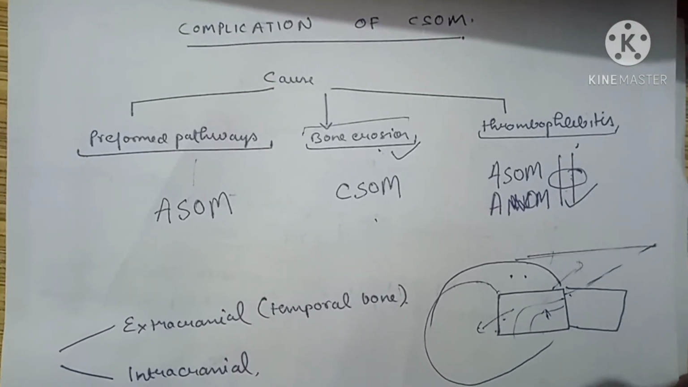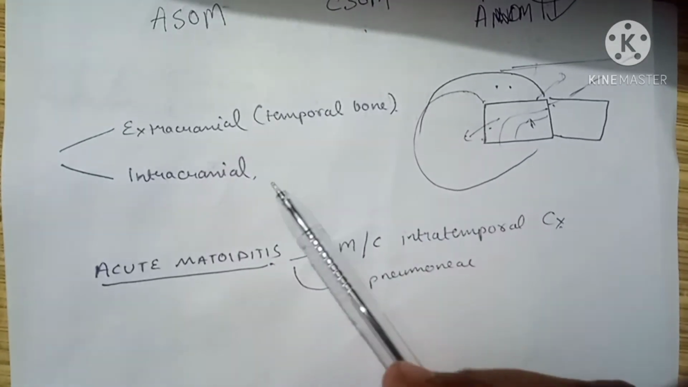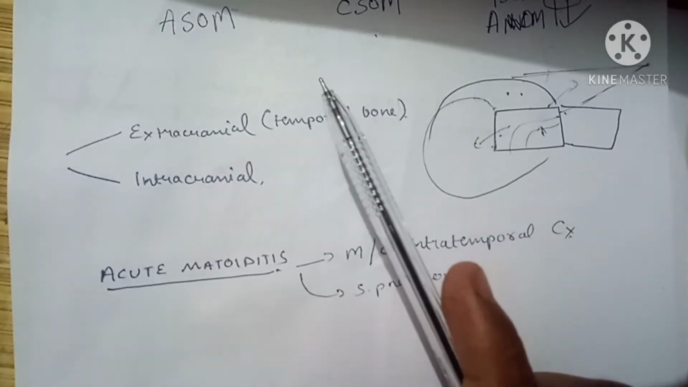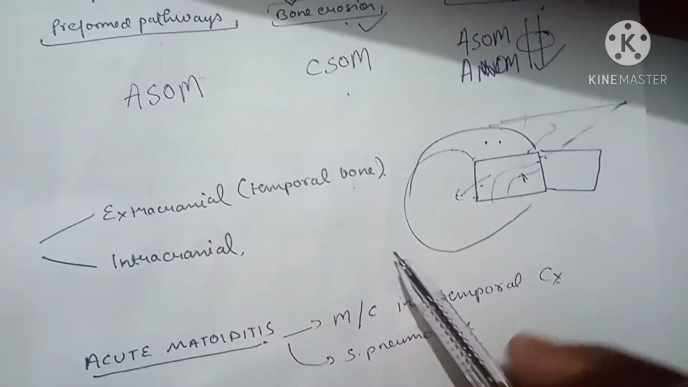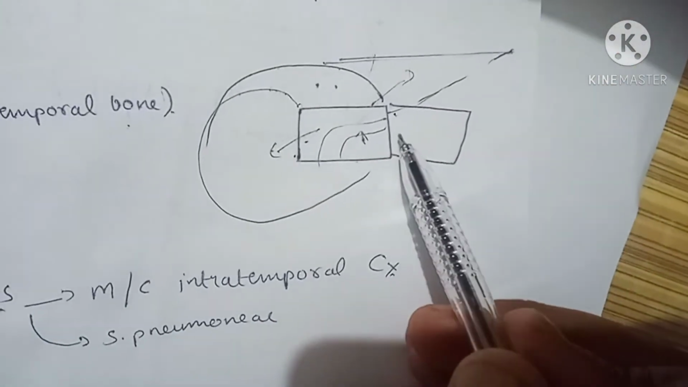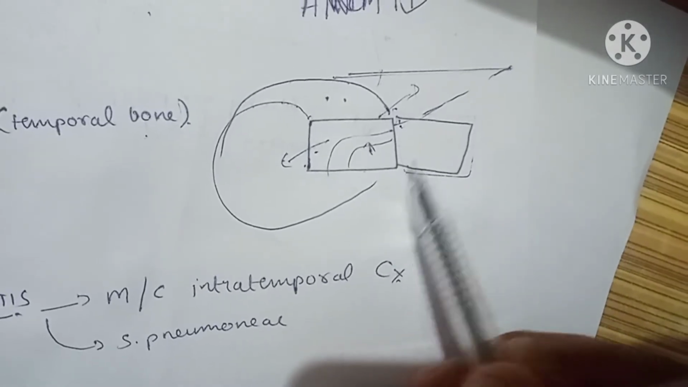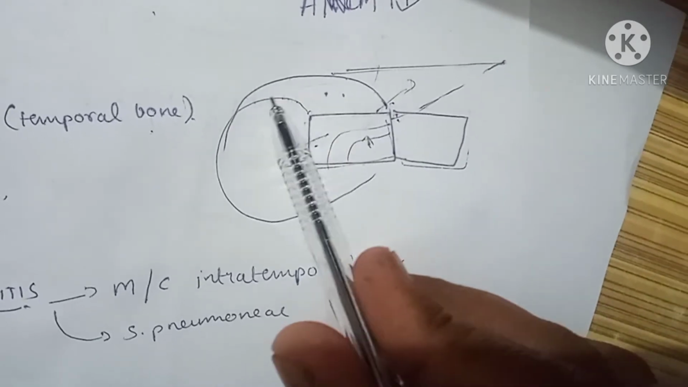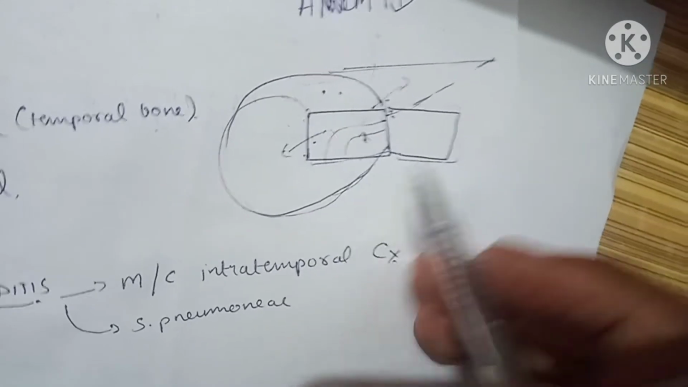Now let's try to understand what the complications are. There can either be an extracranial complication or an intracranial complication. In this video we are going to talk about extracranial complications. Extracranial complications involve the temporal bone. Let's try to understand with this schematic diagram. This diagram shows the medial wall of the middle ear, the posterior wall of the middle ear, and this, though drawn larger, is the mastoid behind the posterior wall of the middle ear.